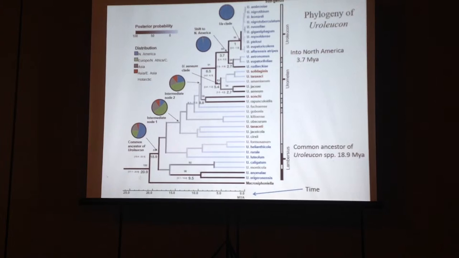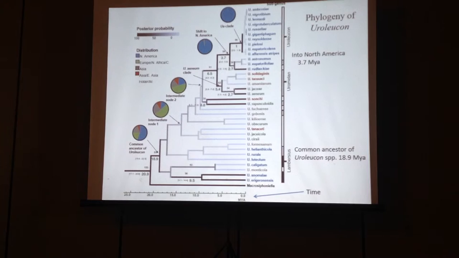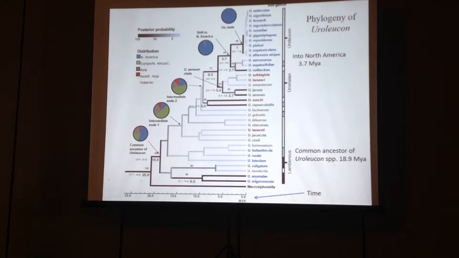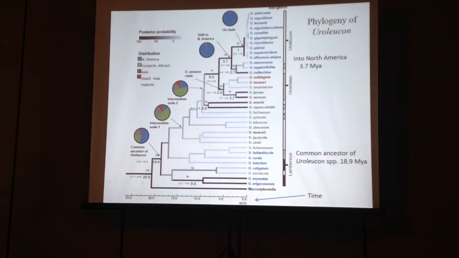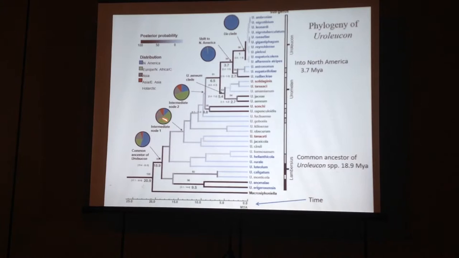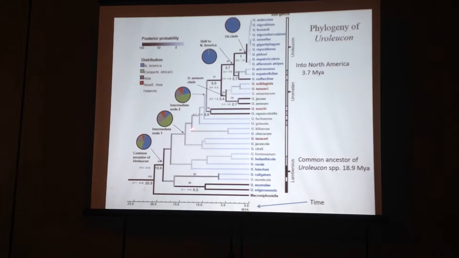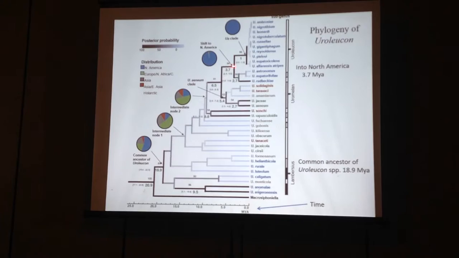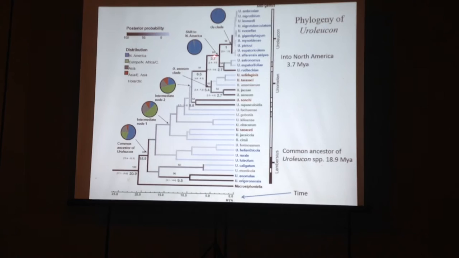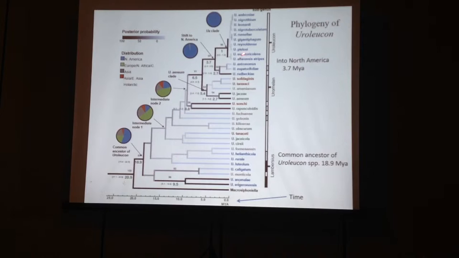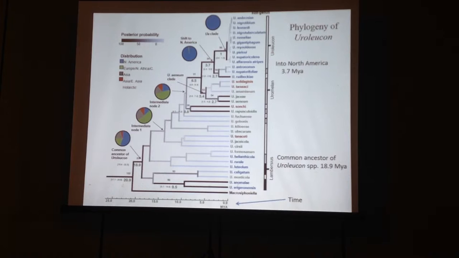There is a time axis along the bottom, and this is a quick sketch of the inference of the biogeographic history, in which it appears as if some basal lineages are in North America. The suggestion is that North America may have been the ancestral home of the genus Uroleucon, but with a switch here, an expansion into Eurasia. And so you have a large number of species that are found in Eurasia, and then a secondary reinvasion of a Eurasian lineage back into North America just less than 4 million years ago, giving rise to another radiation of species. So it's a rather complex biogeographic history.